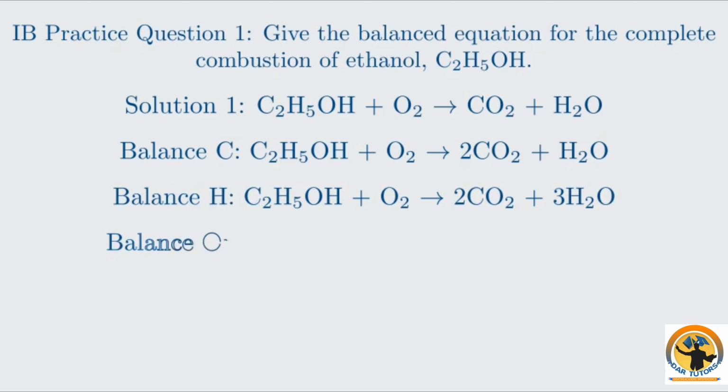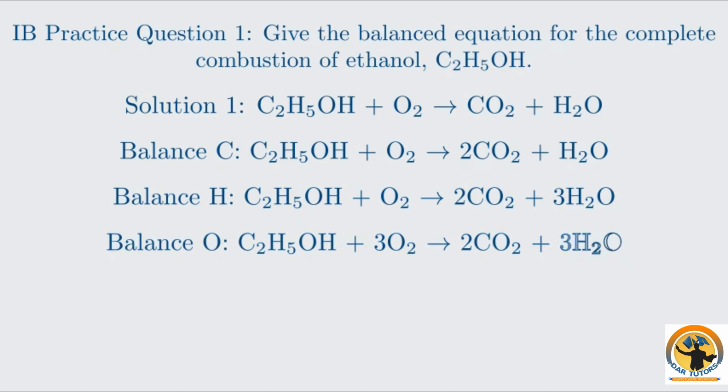On the product side, we have 2 times 2 plus 3 times 1, totaling 7 oxygens. On the left, we have 1 oxygen in ethanol, so we need 6 more from O2, which means 3 O2. The balanced equation is 1 ethanol plus 3 oxygen yields 2 carbon dioxide and 3 water.